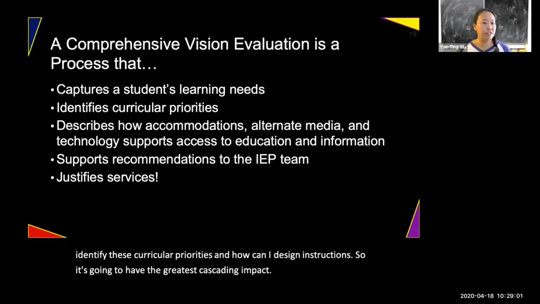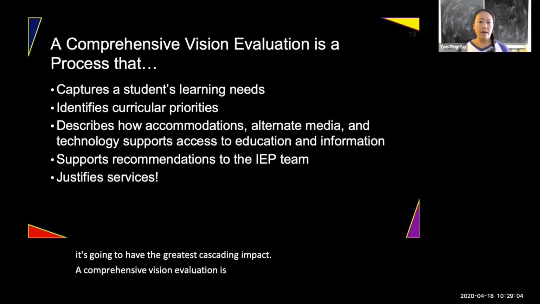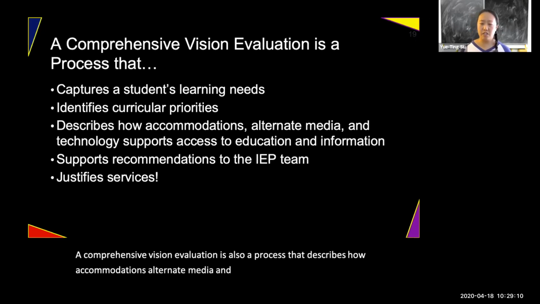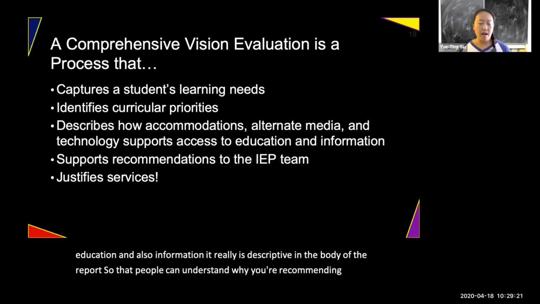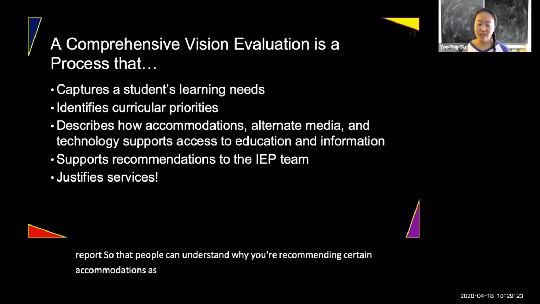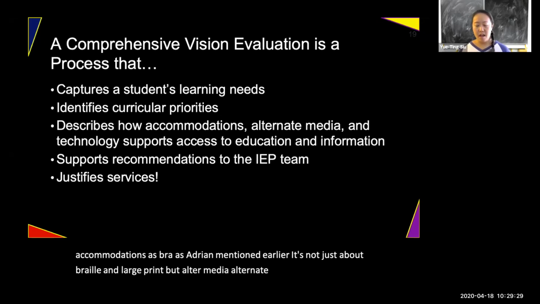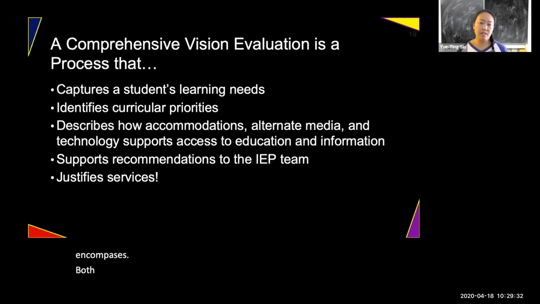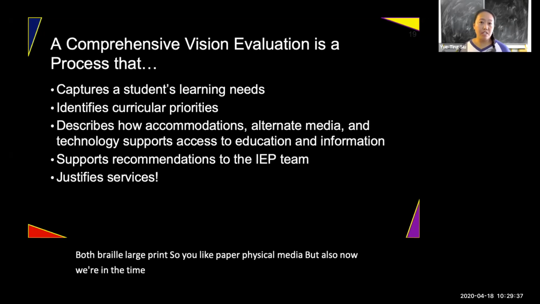A comprehensive vision evaluation is also a process that describes how accommodations, alternate media, and technology support access to education and also information. It really is descriptive in the body of the report so that people can understand why you're recommending certain accommodations. As Adrian mentioned earlier, it's not just about Braille and large print, but alternate media encompasses both Braille and large print, so paper physical media, but also now we're in the time of we need to think about digital multimedia and how to ensure that all of those formats are accessible.